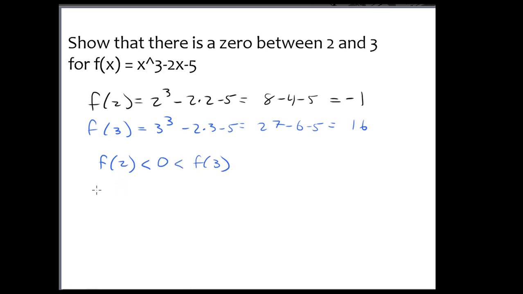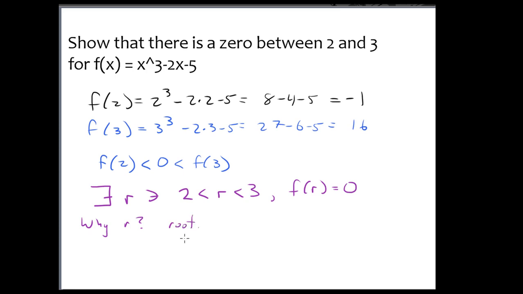I'm going to write this all mathy like: there exists r such that 2 is less than r is less than 3, f of r is equal to 0. Why r? Root. You could also use z for 0. So there's some number out there that's between 2 and 3, and f of r is equal to 0. Cool.